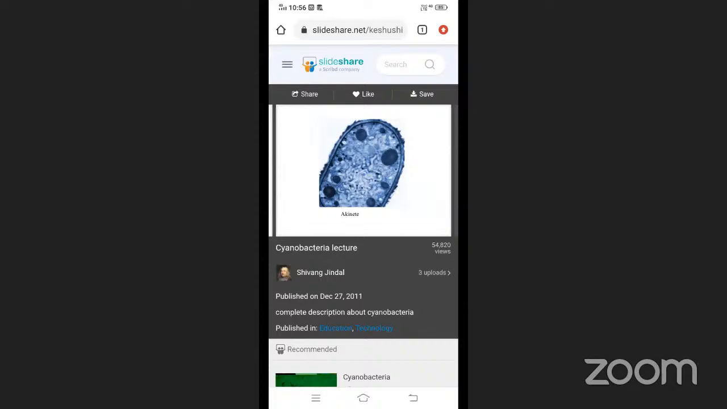Nostoc is found only in fresh water, mainly fresh water, meaning streams and ponds like that.